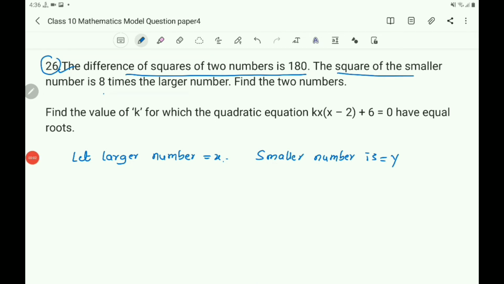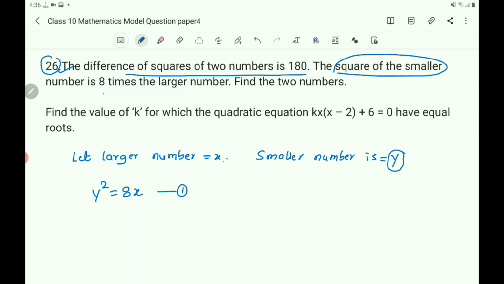So here what is the relation between the x and y? Square of the smaller number. So here which is the smaller number we have taken? y. So the square of the smaller number means y square. y square is 8 times the larger number. So the larger number is taken x here, that is 8x. So the relation between larger number and smaller number: square of a smaller number equals 8 times the larger number. So you consider this is the first relation.